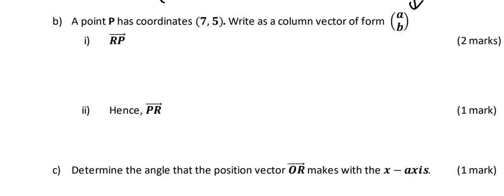Now we're told that point P has coordinates (7, 5). So again, we have a point and its coordinates, 7, 5. Write as a column vector of the form with A and B. Now they could have used X and Y as well. It doesn't matter which one they use. Okay, so we will just stick to the one they use, but it's the same concept. Now we want to go from R to P. Notice that with RP, we're not starting from the origin. We're starting from a point R. The origin is usually labeled with the letter O.